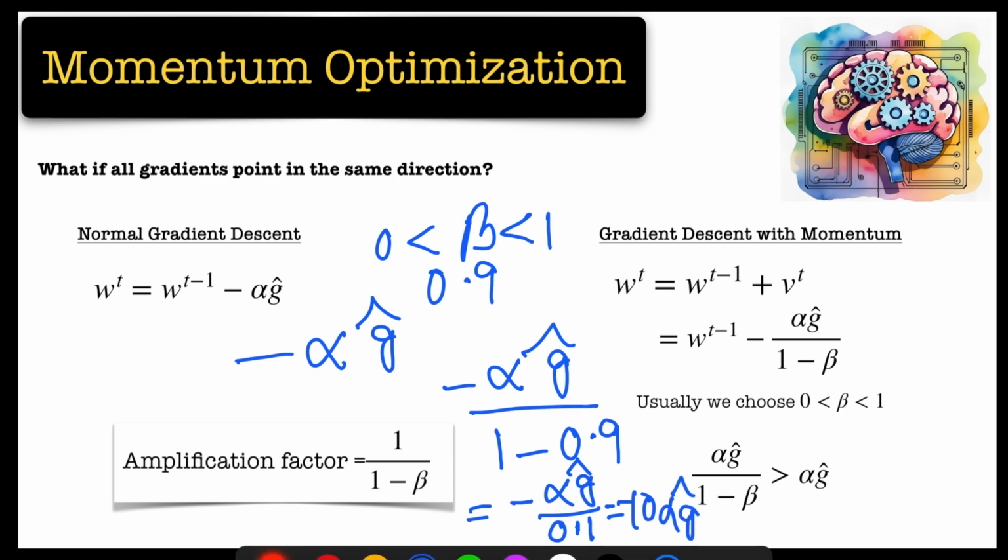So here this is actually amplifying the step. Because beta is between 0 and 1, we are dividing by 1 minus that value, which is also between 0 and 1. So if you divide by that, we'll get a much larger value, right? That is the coefficient for this one. So this is the amplification factor, 1 divided by 1 minus beta, right? That's the main concept of momentum.